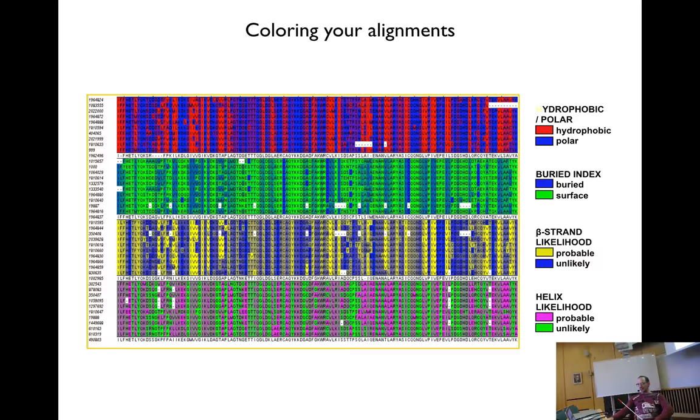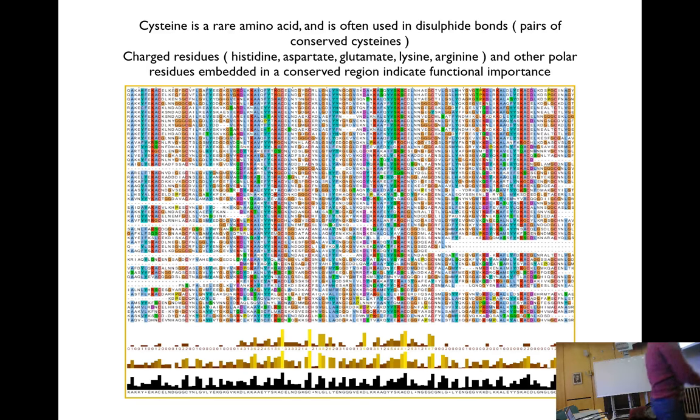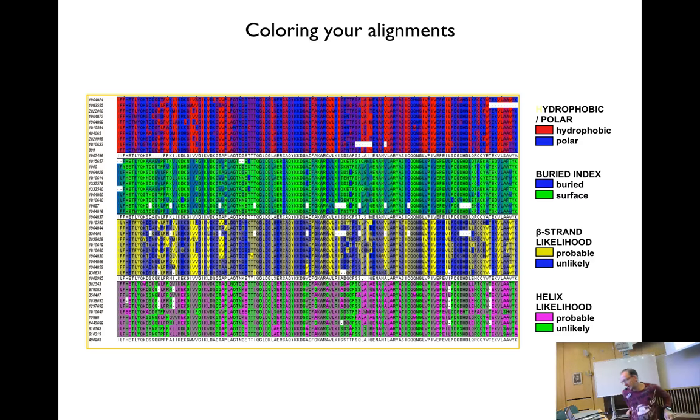And if you look at, for instance, conserved cysteines, if we have a cysteine conserved and another one, that can indicate a disulfide bond. And if we find a conserved histidine, that's often an active site. There is other information that can be extracted. And of course, to extract this information, you really want to look at it. You need to color it in different ways. You can color it by polarity or by other indexes, like probability of being beta sheet or helix.